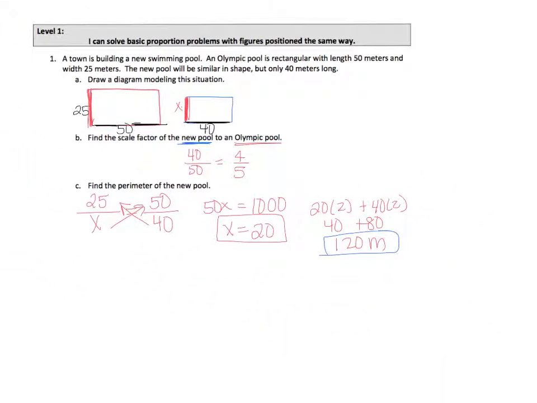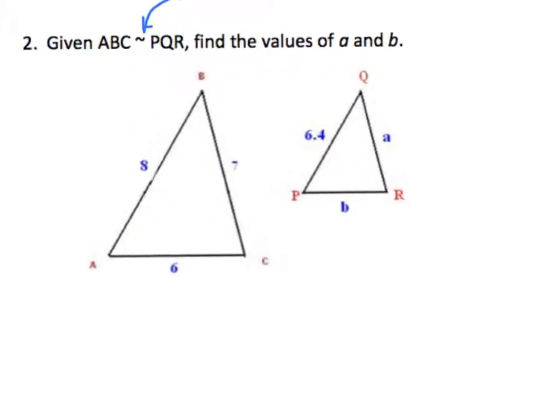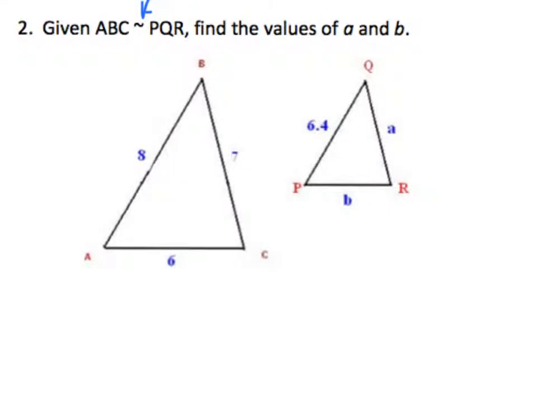All right, let's take a look at another example. It says given ABC is similar, so that's what one squiggly line means. It means to be similar, that the sides have a scale factor, that they're proportional, all that stuff. So that's what one line means. To find the values of A and B. So if you notice, A, B, C, so this is nice where A, B, and C go in that order, and P, Q, and R. They all go in the same order.